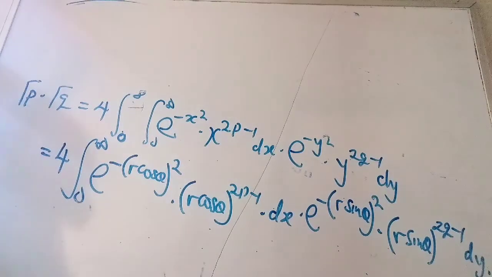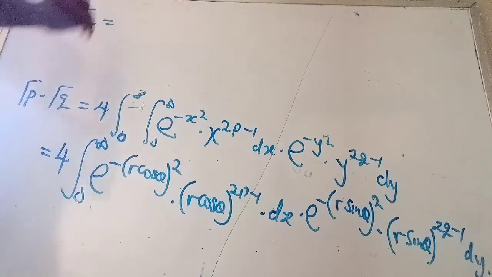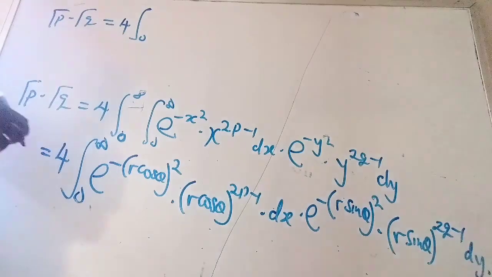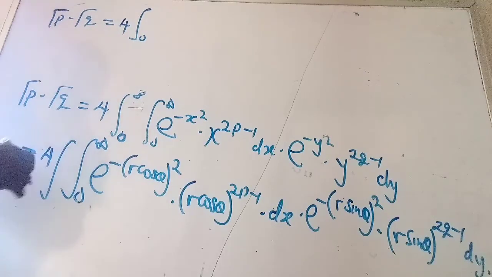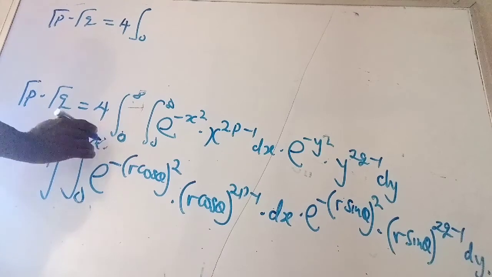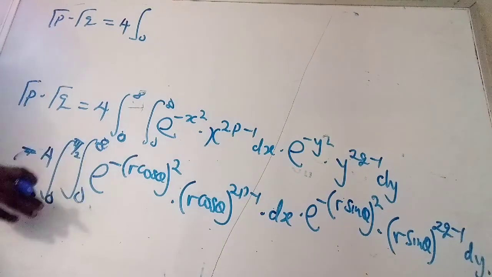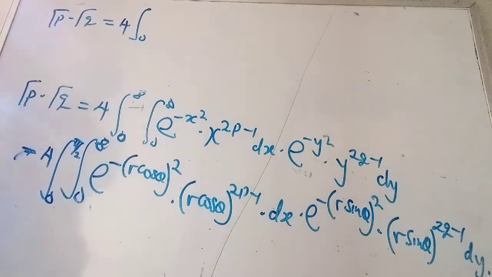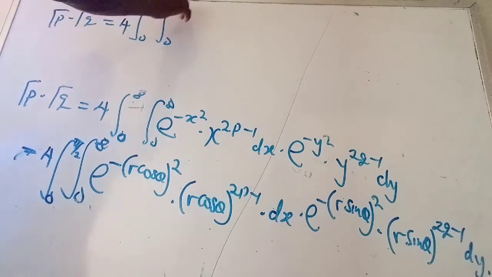Because of space, let me clean up. So gamma of p times gamma of q will now be equal to 4 integral 0 to pi over 2. I have changed one of the integrals to the limit 0 to pi over 2, as I stated earlier, while the other one is from 0 to infinity. So 0 to infinity, integral 0 to pi over 2.